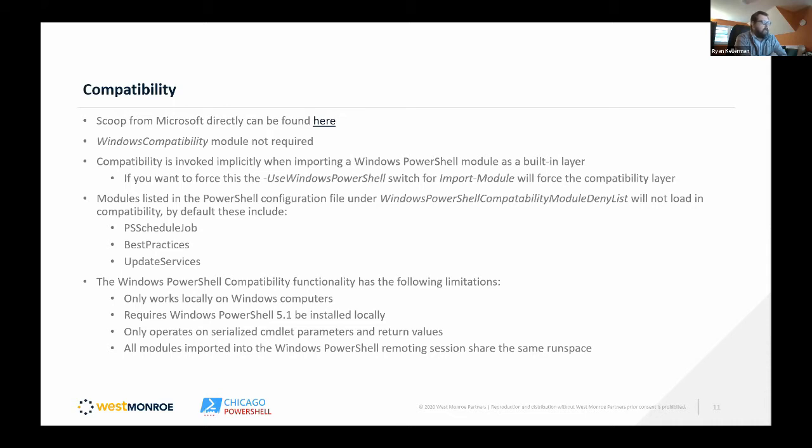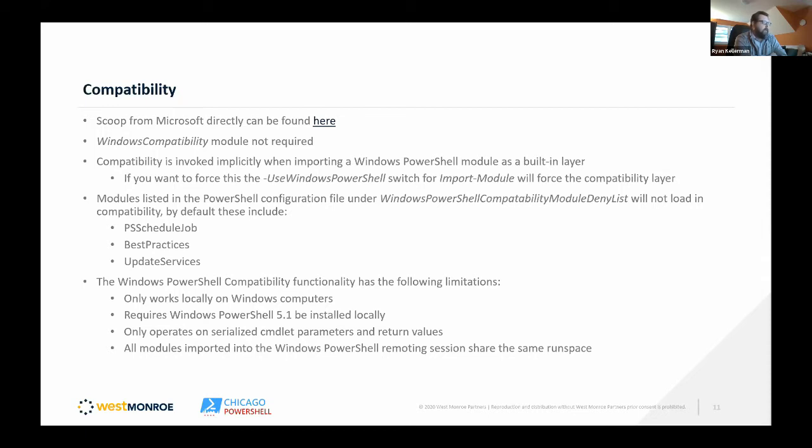Out of the box, most modules just work in PowerShell 7 or have been ported over to PowerShell 7 on the core side of things. But the three specifically excluded are PSScheduledJob, BestPractices, and UpdateServices. Outside of that, another important thing to note, you must have Windows PowerShell 5.1, that native lane, installed at that version on a system with PowerShell 7 for that compatibility layer to function. Otherwise, the components it needs to do the compatibility for running older scripts effectively will not be in place.